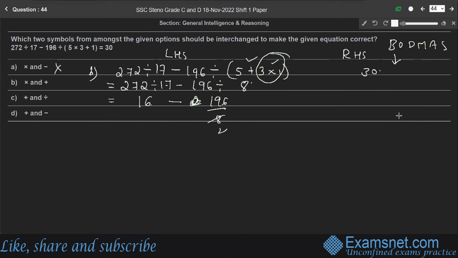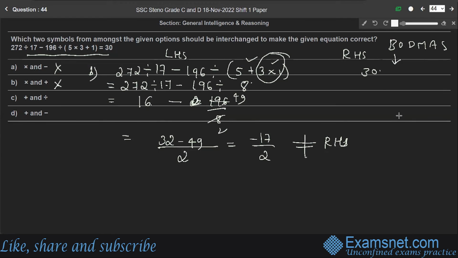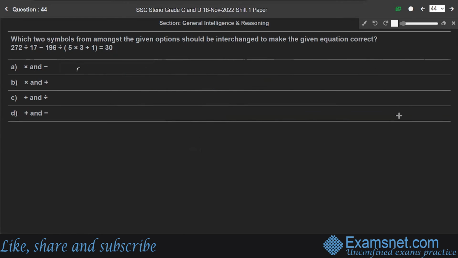Then 4 into 2, 4 into 4, 4 into 9, 49 by 2. If you take 2 as LCM, you will get 16 into 2, 32 minus 49. So you will get a negative value in the numerator part, so minus 17 by 2, which is not equal to the right hand side part. Therefore, interchanging into and plus signs will not balance the equation. So go for the third option, option 3.